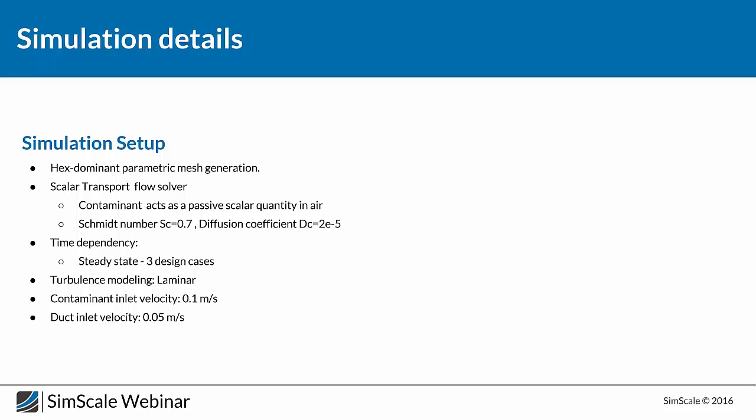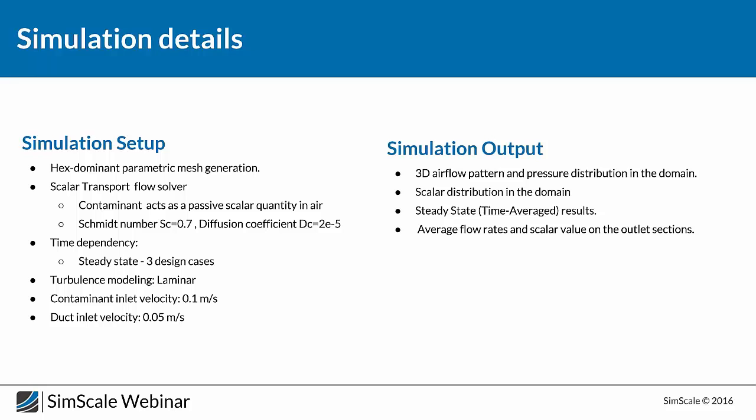The inlet velocity is 0.05 meters per second at the inlet and top, and for the contaminant that comes from that source, it's 0.1. And one more thing, as I said, in all three of the cases, regardless of the type of inlet they have, we have the same overall mass flow.